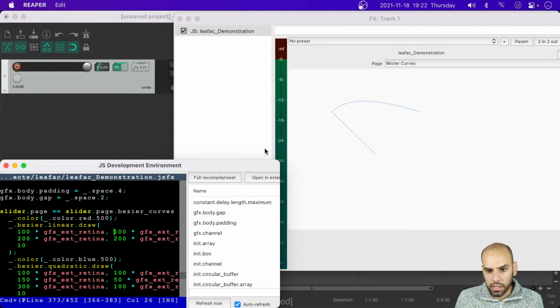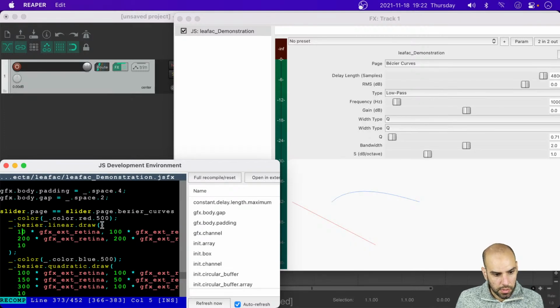Full compile reset, and there you go. Little curves, much like the Wikipedia ones. Great. Don't need this one to be in this position. Can be something like this. Then something like that. And whatever.